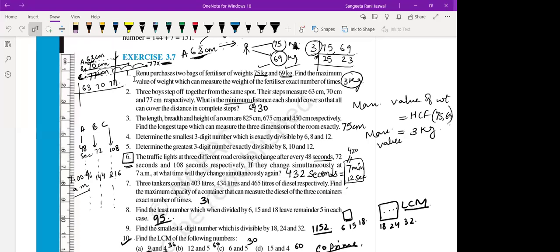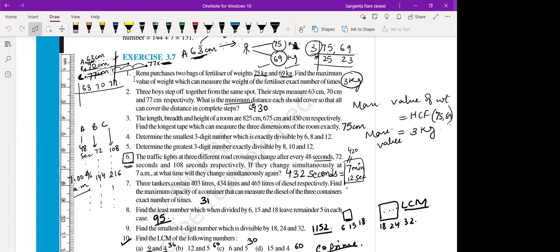Now see, there are 3 different traffic lights and every traffic light has a different time span of changing, right? 48, 72, 108. Just understand the question first and then think of what you have to do. If they change simultaneously at 7 a.m., so let's take 7 a.m. is the time when they changed together, right? At what time will they change simultaneously again? So when will you get that time again when they will change together again? That you have to find. Understood? So what will you do here in this question?